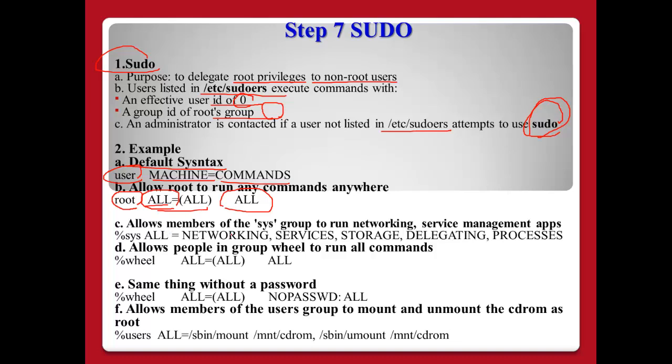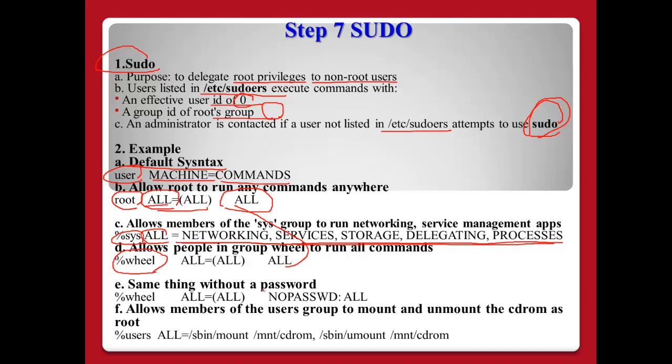Number 2, allow members of the sys group to run networking, service management applications. For example, here the group name is sys, and ALL means all machines. But these group members can use this kind of networking, service, storage, delegating, and process commands. This is a kind of group of management applications. So this group can only control this kind of applications. Number 3 allows people in a group to run all commands. In this case, the members of the group can use all commands like root.